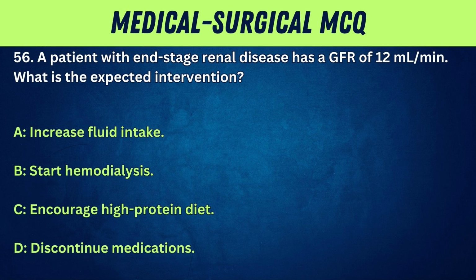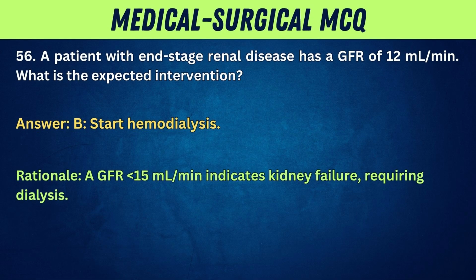56. A patient with end-stage renal disease has a GFR of 12 milliliters per minute. What is the expected intervention? A. Increase fluid intake. B. Start hemodialysis. C. Encourage high-protein diet. D. Discontinue medications. Answer: B. Start hemodialysis. Rationale: a GFR less than 15 milliliters per minute indicates kidney failure, requiring dialysis.